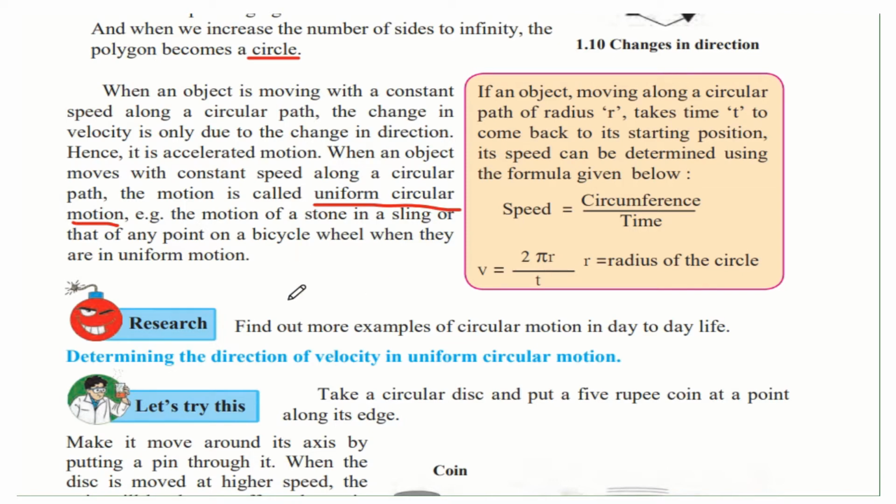If an object moving along a circular path of radius r takes time t to come back to its starting position, its speed can be determined using the formula given below. Originally, what was the formula for speed? Speed is equal to distance upon time, but here the distance travelled would be equal to the circumference of a circle because the object is moving in a circular path. Therefore you will calculate the distance using the circumference of the circle. And what is the circumference of a circle? It is equal to 2 pi r, where r is the radius of the circle.